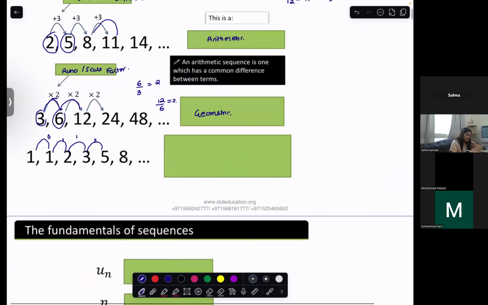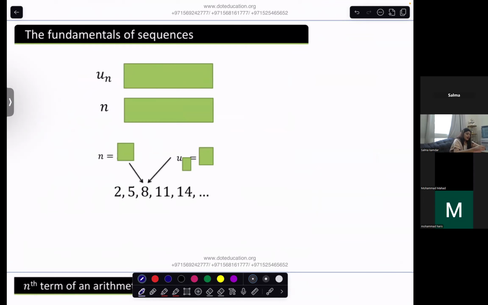Let's go ahead with the fundamentals of sequences. When I say U n, what does the n mean? N means the nth term. If I say nth term, what does it mean? The last term in the sequence? I'm sorry, n would give me the position of the term.